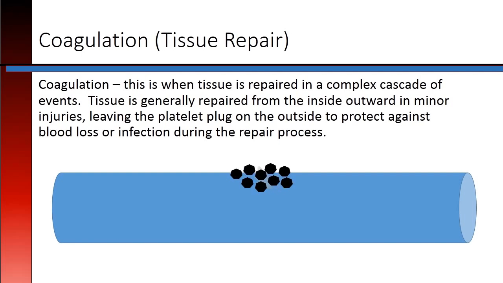Coagulation, or tissue repair. This is when the tissue is repaired in a complex cascade of events. The tissue is generally repaired from the inside outward in minor injuries, leaving the platelet plug on the outside to protect against blood loss or infection during the repair process.